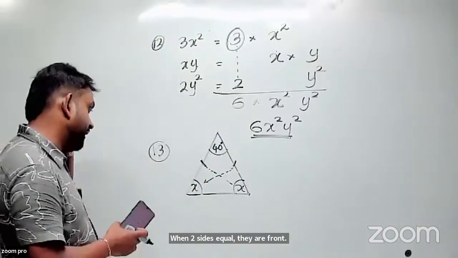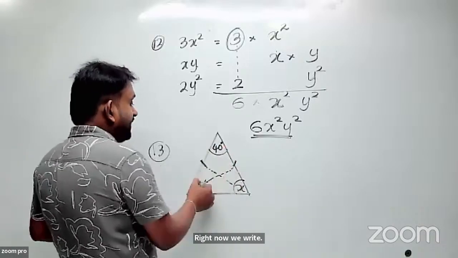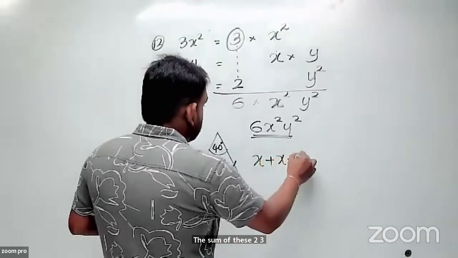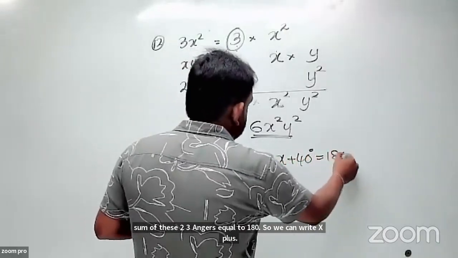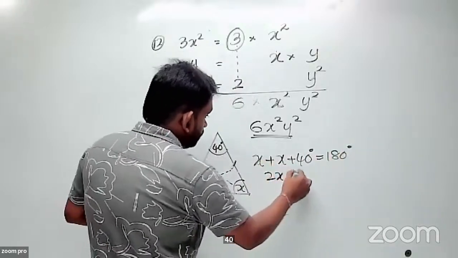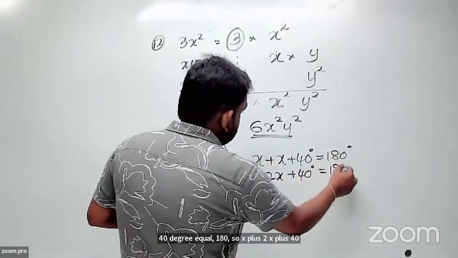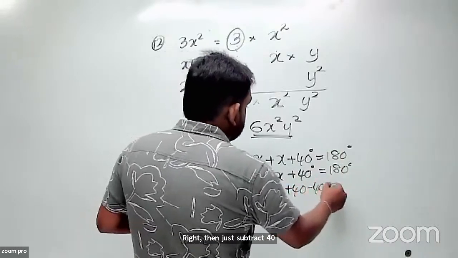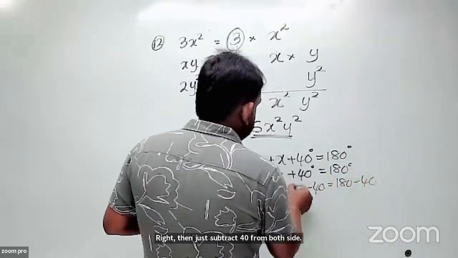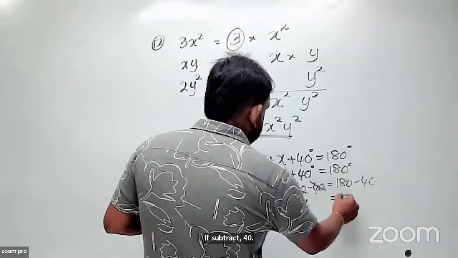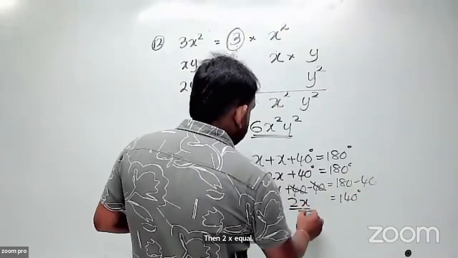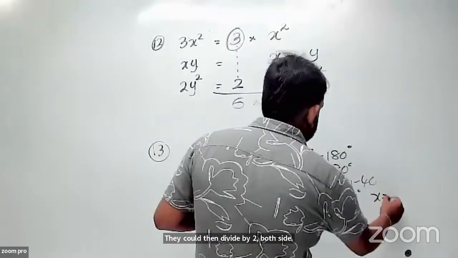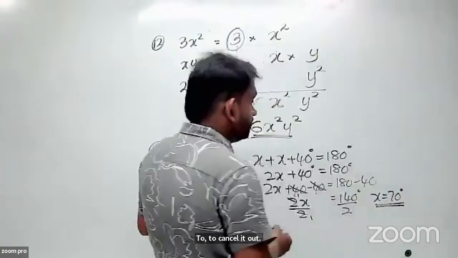Okay, right. Now we write the sum of these three angles equal to 180. So you can write x plus x, 2x plus 40 degree equals 180. Right, then just subtract 40 from both sides. Here subtract 40, then 2x equals 140 degree, then divide by 2 both sides, 2 cancelled out, then x equals 70 degree.